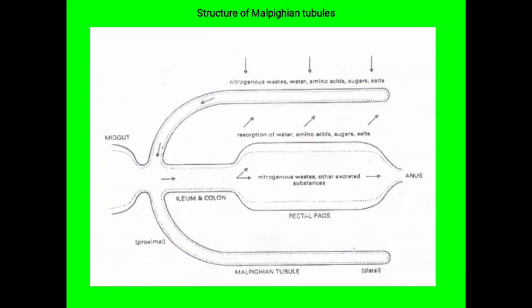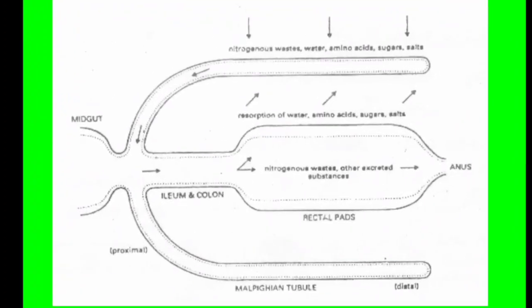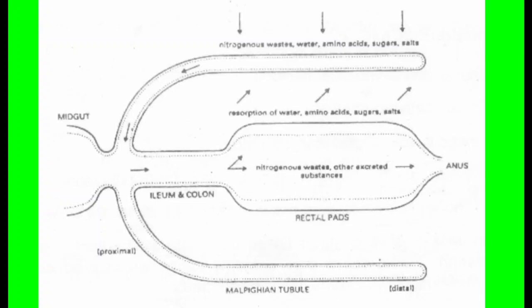So this is the general plan of the Malpighian tubules. Now you can see they are present at the junction of the midgut and hindgut. So here the attachment of the Malpighian tubules is shown.